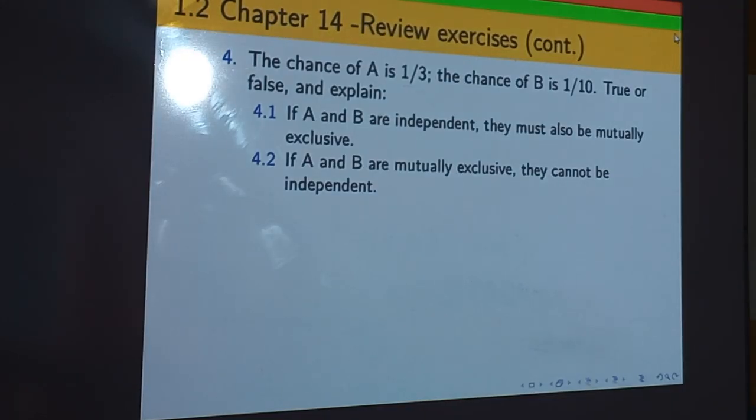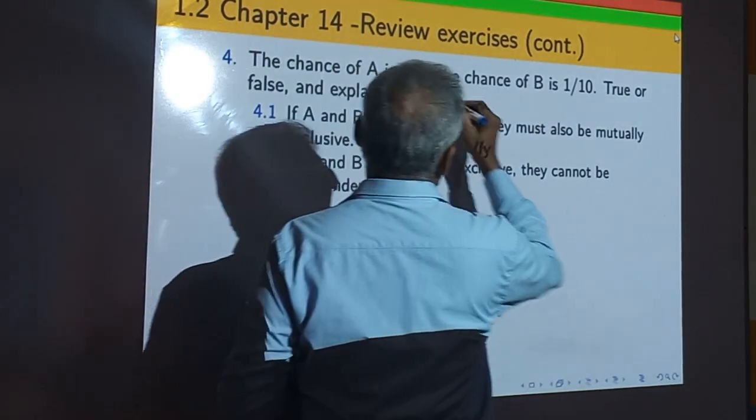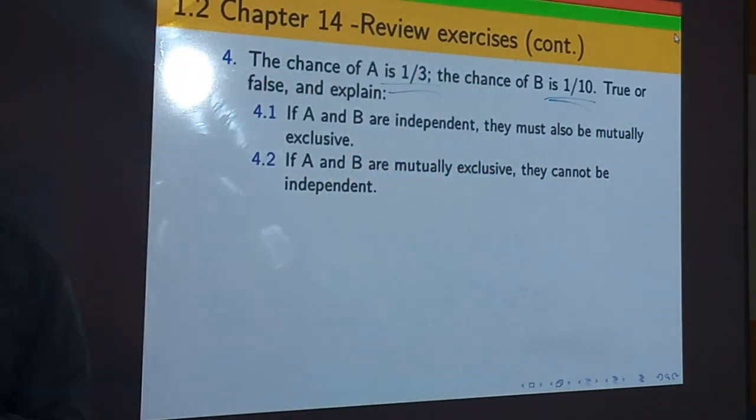You can actually answer even without looking at the numbers, or if you want, you can do some mathematics. But even practically thinking, you can answer: if A and B are independent, must they be mutually exclusive? No, no. There can be two independent events that can happen at the same time. So they don't have to be mutually exclusive. Independent doesn't mean mutually exclusive.